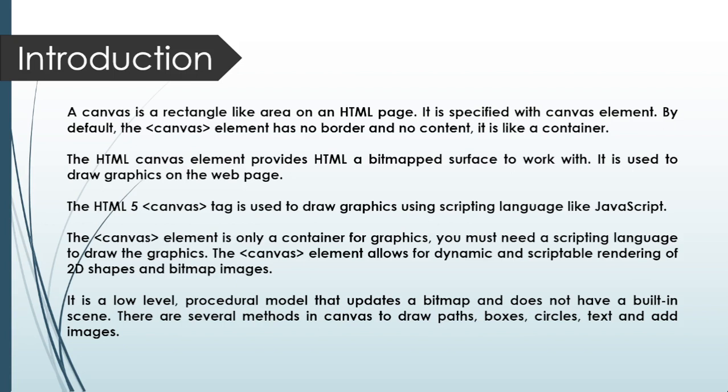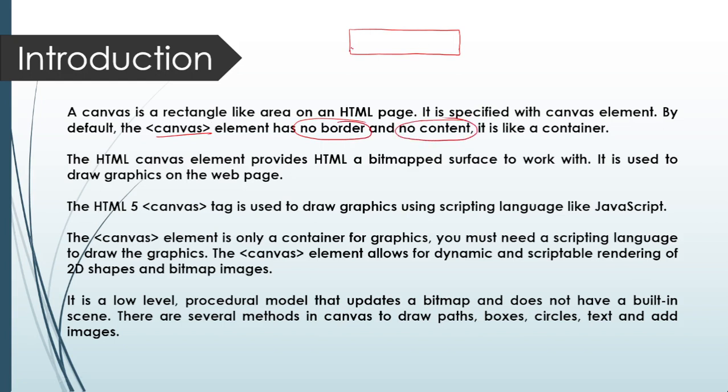So as you can see here, a canvas is a rectangle-like area on an HTML page, and it's specified with the canvas element. By default, the canvas element has no border and no content. It is like a container only. So in your web page, if you want to use a rectangle-like area, you can use a canvas tag. And by default, the canvas element does not have any border or content.